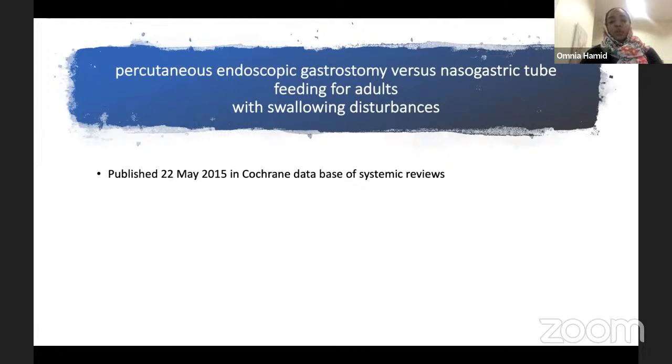So in this case, what will be our PICO question? Our PICO question will be, the population is adults with swallowing disturbances. The intervention group will be patients on PEG tube. The comparison group will be patients on nasogastric tube. And we will look at the risk of aspiration. This is the outcome.